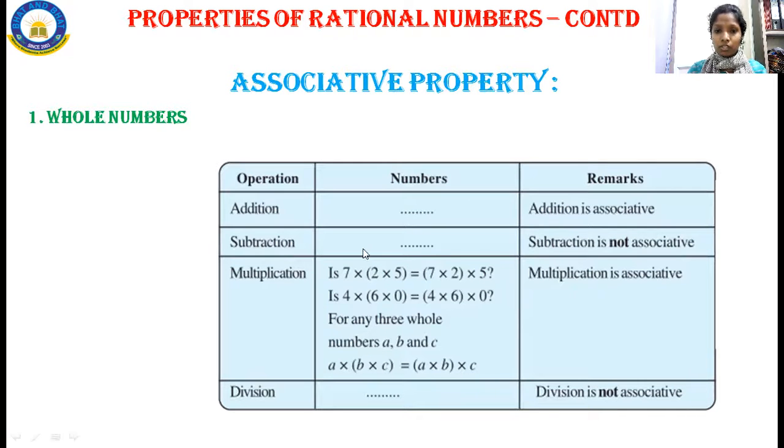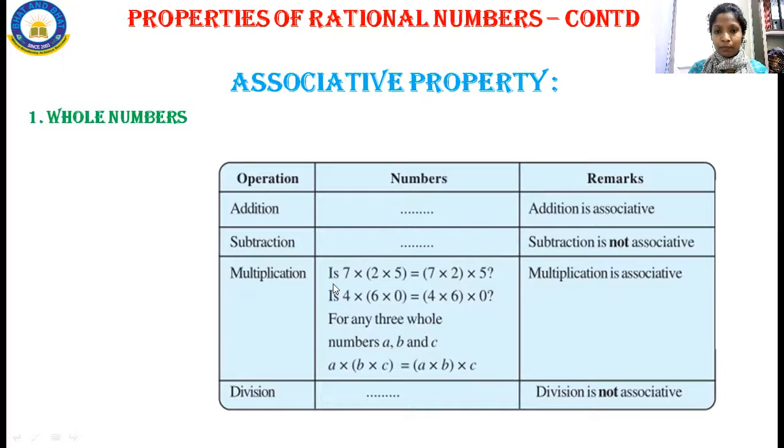But when I come to subtraction, it is a bit different: 7 minus 2 minus 5, which is equal to 7 minus (2 minus 5). Here subtraction will not be associative, because sometimes on the LHS side you will get addition, and sometimes on your RHS side you will get subtraction. So we'll tell that subtraction is not associative.